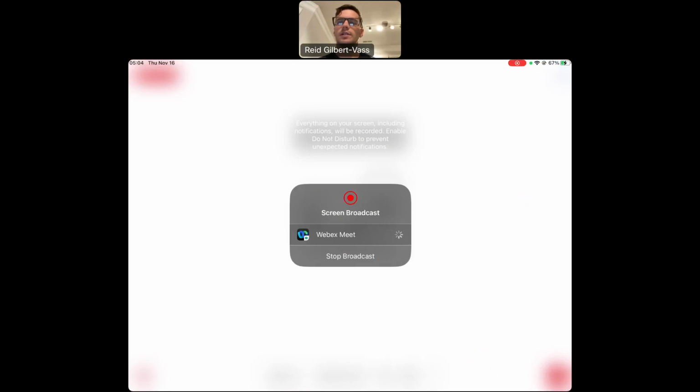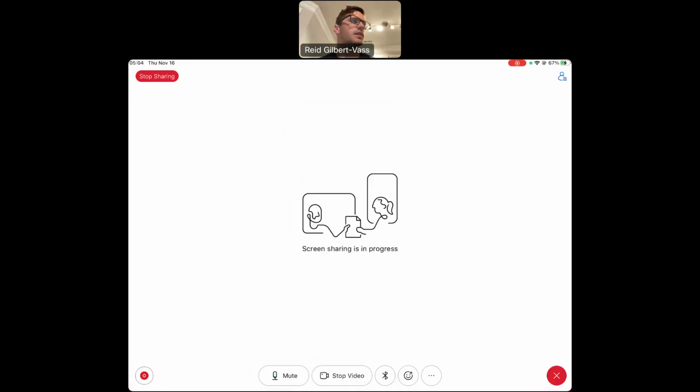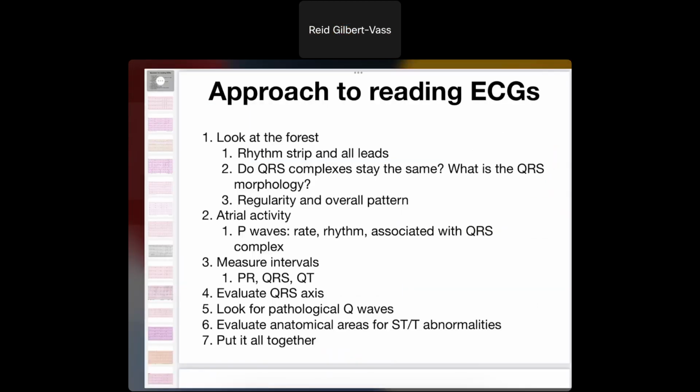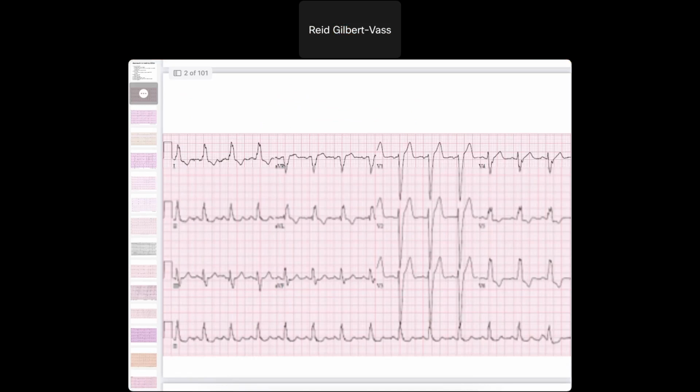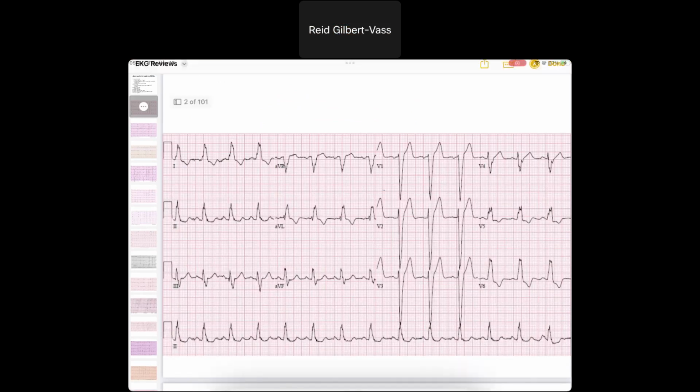So just pulling up my screen here. Now I've got screen sharing on, and let's get started. So first thing is this EKG.